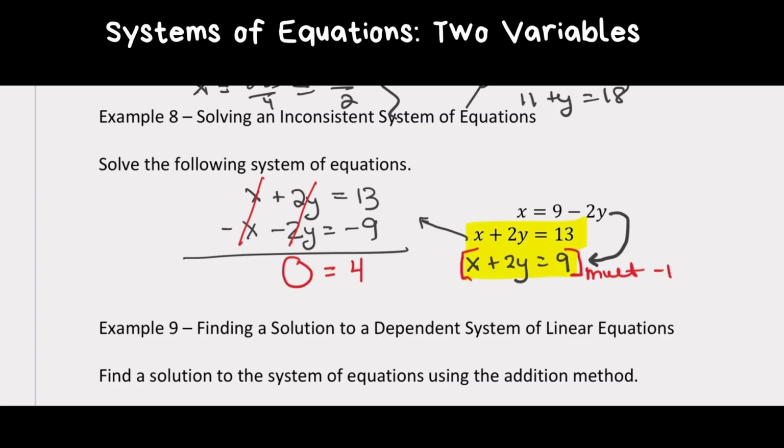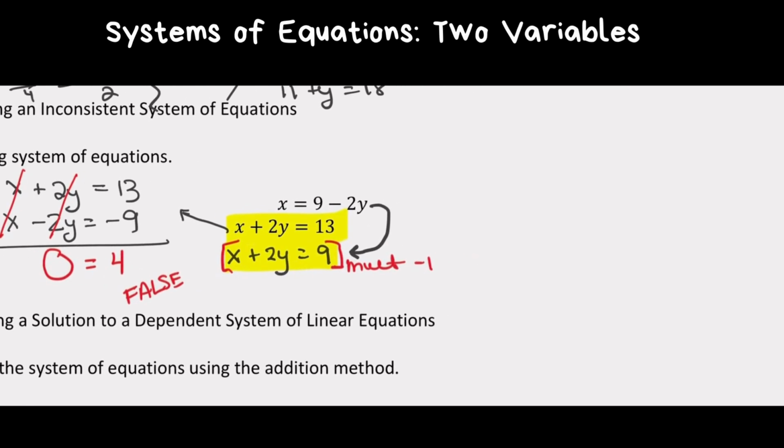Now this is alarming. There's no x's, there's no y's, so I can't solve for them anymore. And I have something that is a false statement. So when we get false statements, like I can't make that true, there's no x's in it, there's no y's in it. When it is a false statement, that means there are no solutions. Okay?